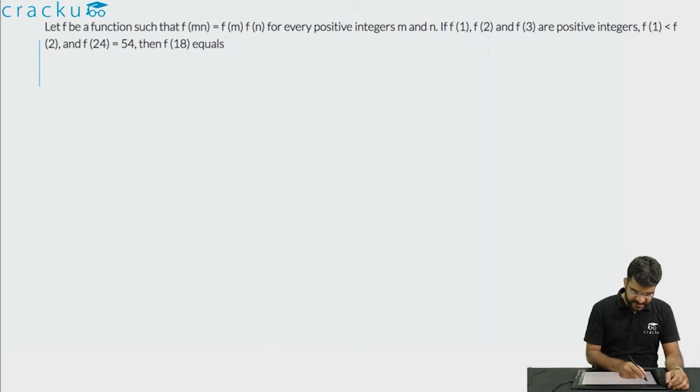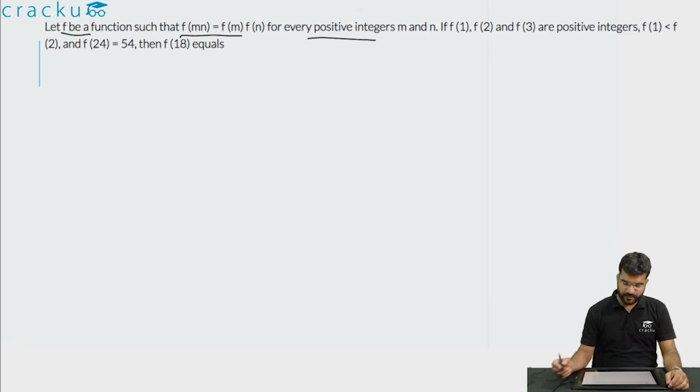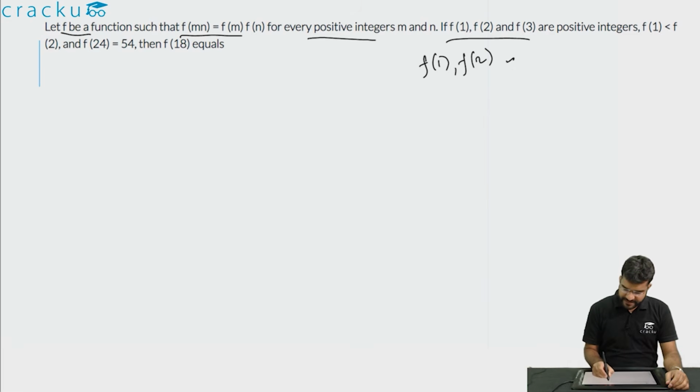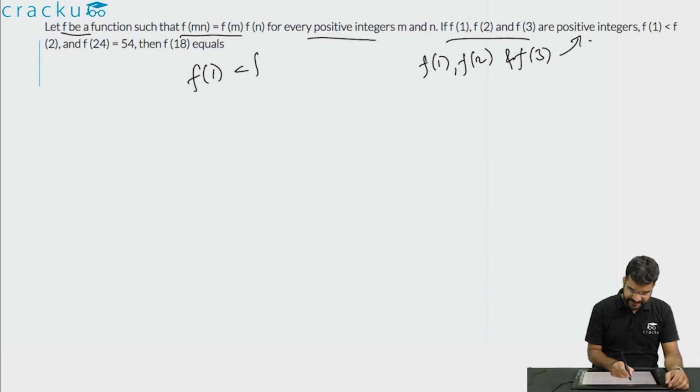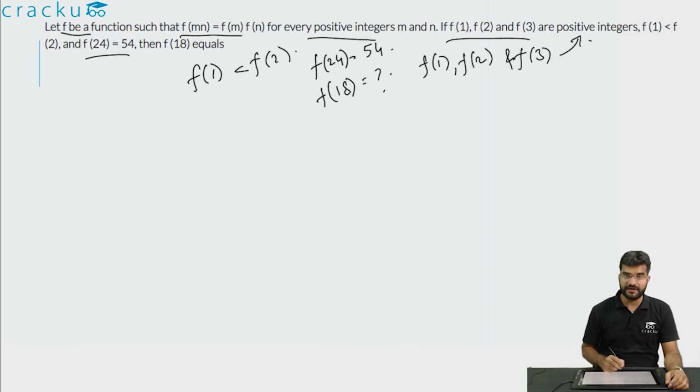In this question it is given that f is a function such that f of m into n is equal to f of m into f of n for every positive integer m and n. It is also given that f of 1, f of 2 and f of 3, all of them are positive integers. We are also told that f of 1 is less than f of 2, and we are given that f of 24 is equal to 54. We are required to find the value of f of 18. What is the value of f of 18?